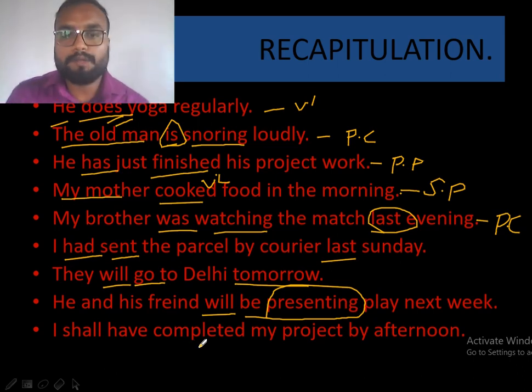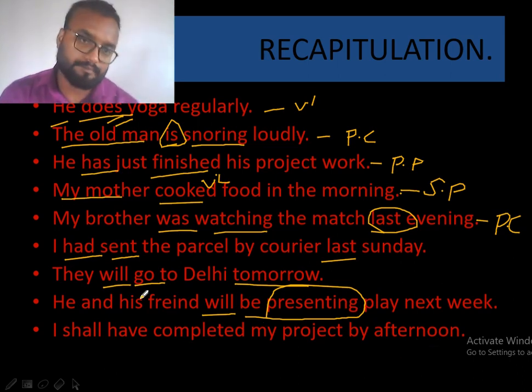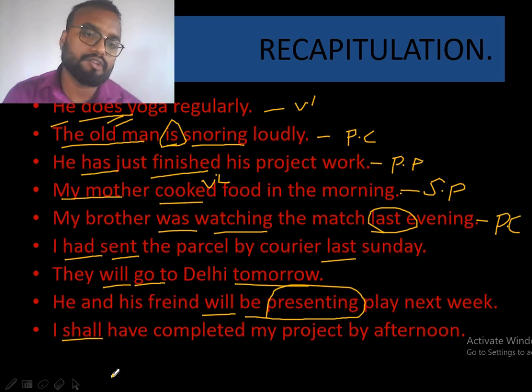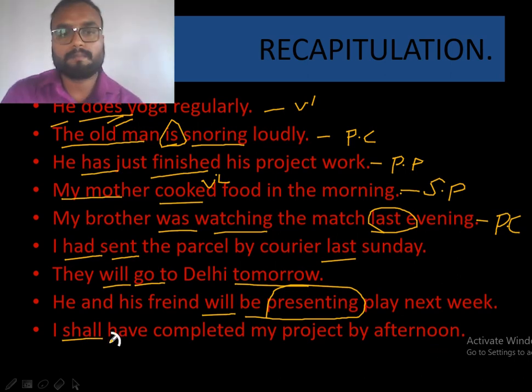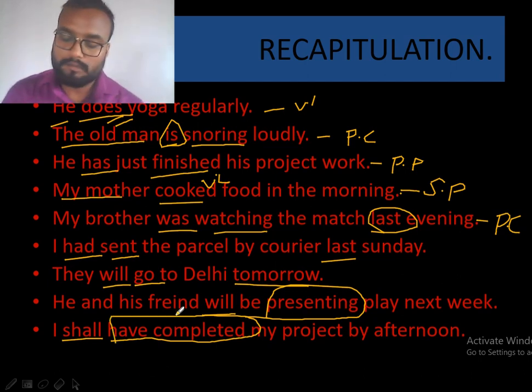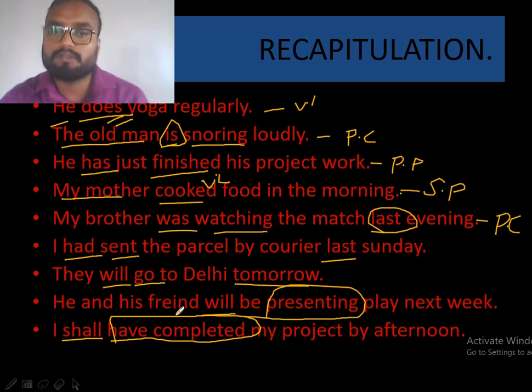I shall have completed my project by afternoon. Shall again shows future tense. Have shows the perfectness of action, and completed is V3, the third form of verb. Perfectness of action when? Perfectness of action in future. So it is future perfect.